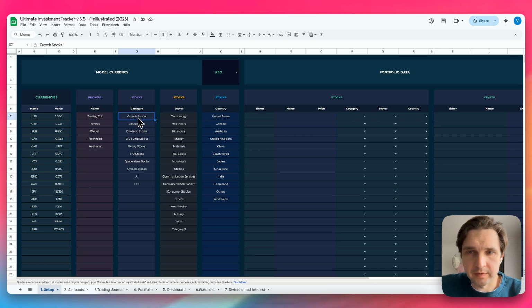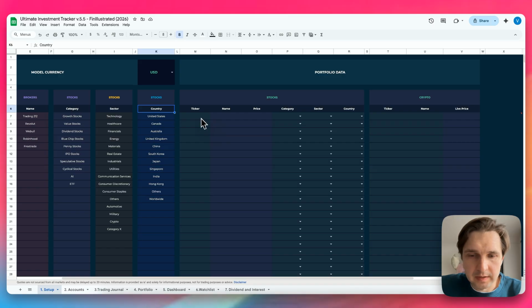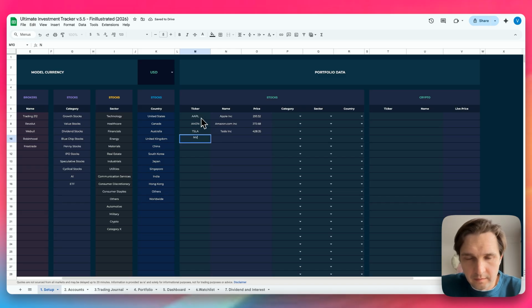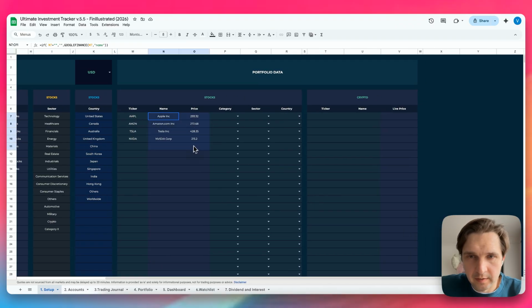You can have different categories for stocks, different sectors, different countries. Again, you name it. But the most important part is that you start with the ticker, and you can type Apple, Amazon, Tesla, and let's see, NVIDIA stocks. For the tickers of the stocks, you will see it will automatically pull the price and the name.